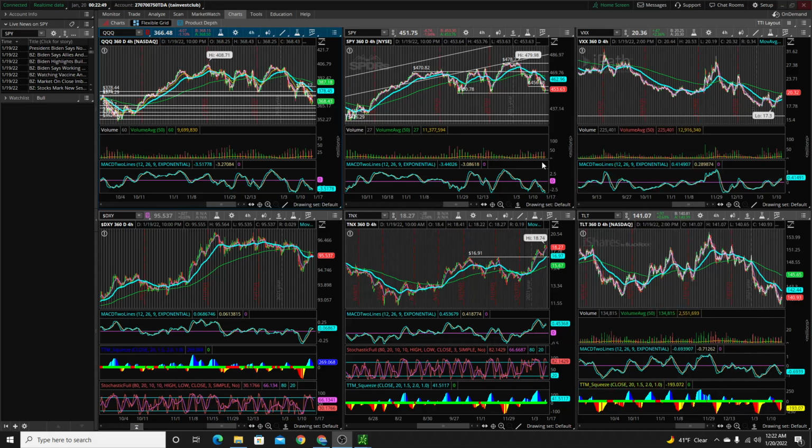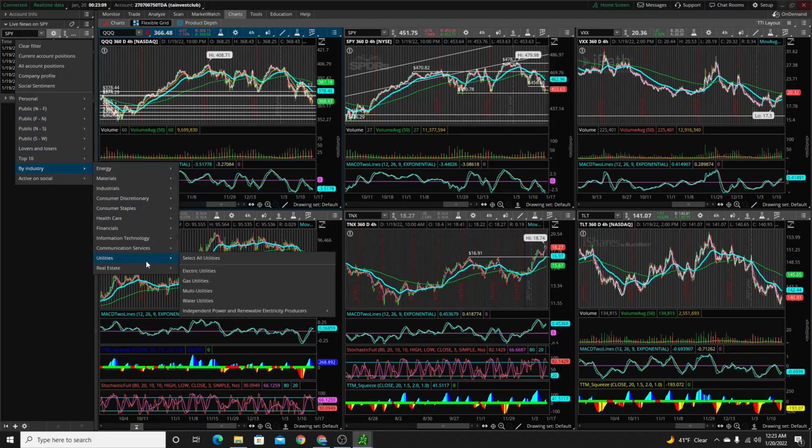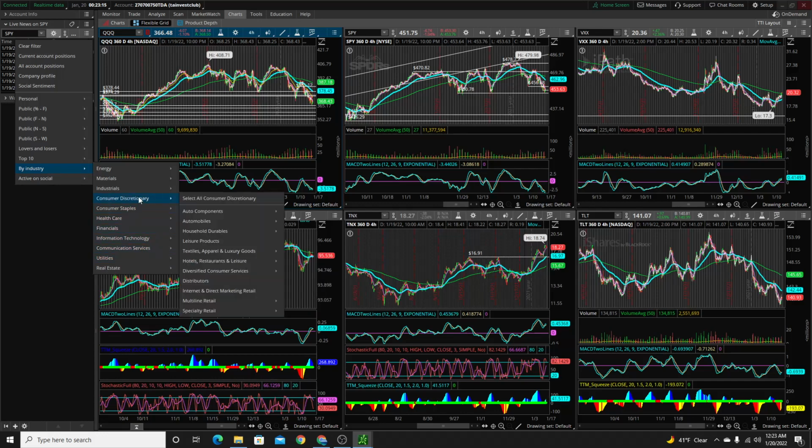Hello everyone. In this section we're going to go a little bit more in depth with fundamentals and how they actually relate to stock prices and how they fluctuate based on news articles and the catalysts that I mentioned earlier. To begin, I wanted to highlight the live news feature on Thinkorswim again, but I want to show you this portion right here where you can actually sort news by industry.